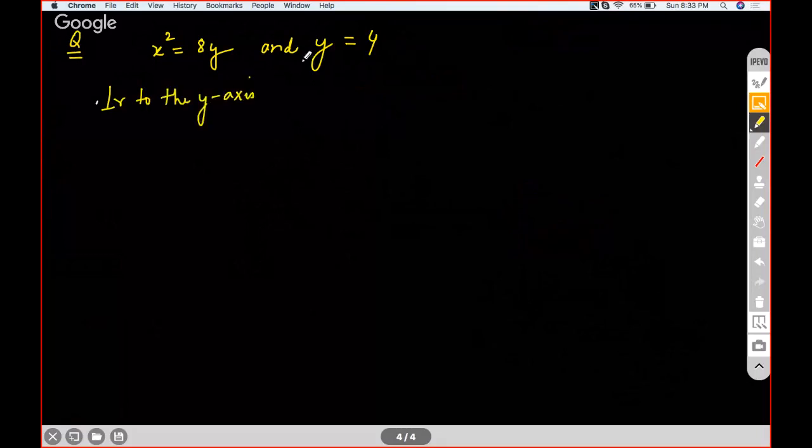The base of a solid is the region bounded by the parabola x square is equal to 8y, and the line y is equal to 4. And each plane section perpendicular to the y-axis is an equilateral triangle. That's root 3 by 4 a square. Right? Yeah. Okay.